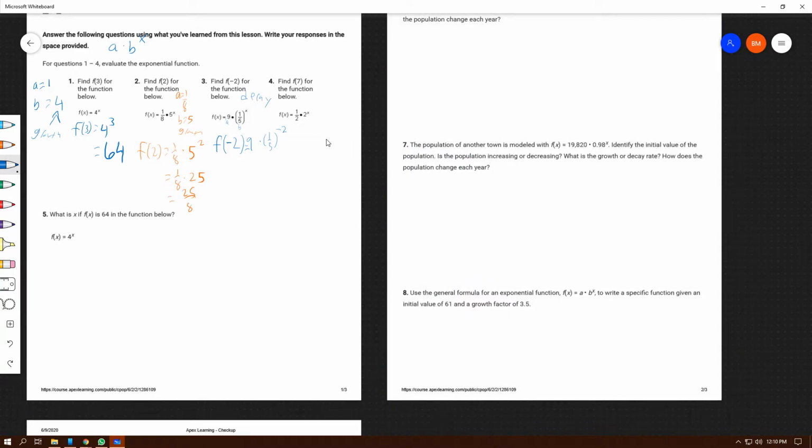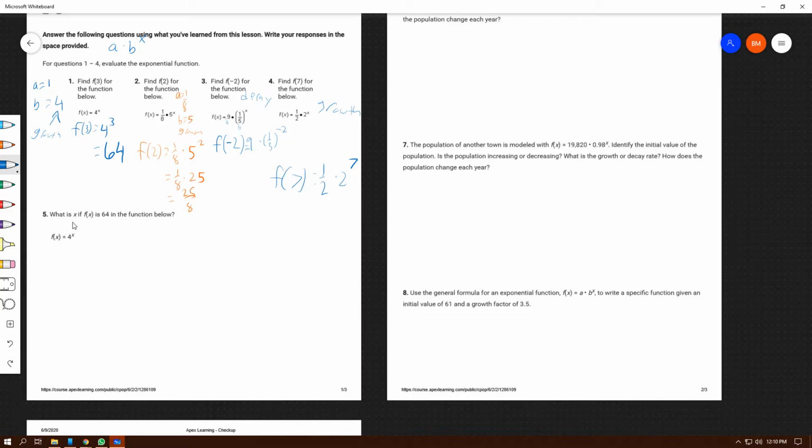Now going to 4. 4, I'm just going to say is a growth function, because b is 2, and then I have to find f of 7. Well, that just means I plug 7 in for x. And you can plug it into your calculator. We don't need to go too far.